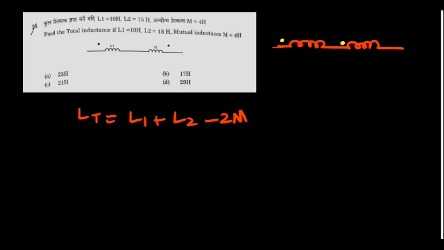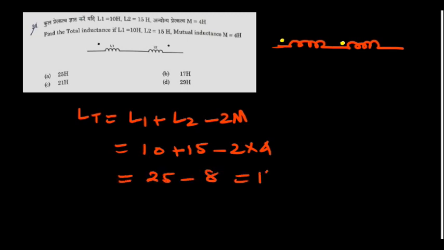Okay, so what is the value? What is the L1 value? 10 plus 15 minus 2 times the mutual inductance, that is 4. So 25 minus 8, so 17. So 17 Henry is the right answer.